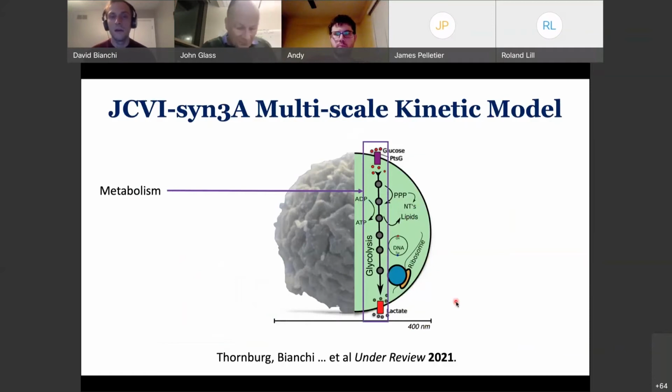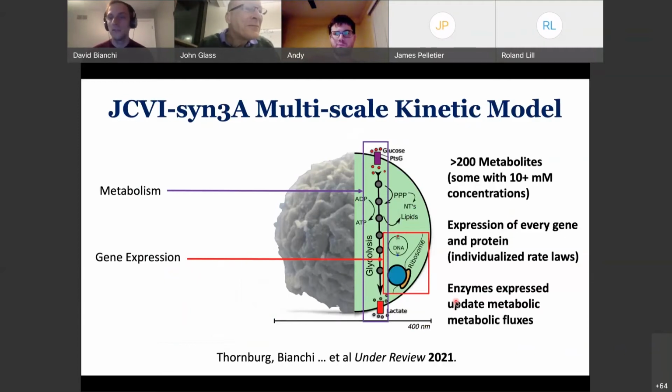In our multi-scale model, we choose to do this by modeling the metabolism and the gene expression a little bit differently, but trying to link these two processes together so we can really understand that interplay. Eventually we come up with a model that has over 200 metabolites, has expression of every gene of protein, and has enzymes for this metabolism whose number is expressed and updated in these metabolic flux solutions.